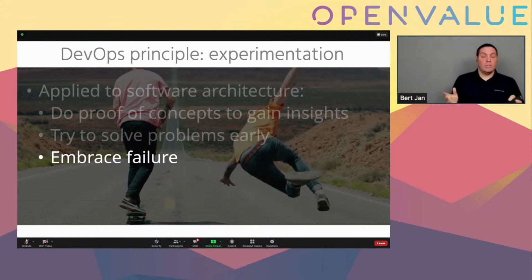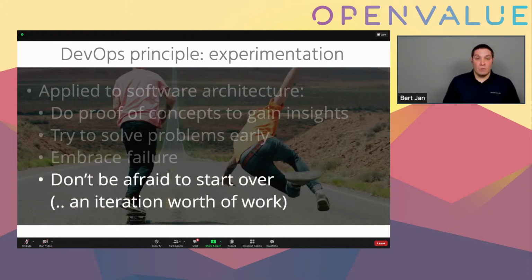You're throwing away 2 weeks worth of work. Well, that's a shame. But if you wouldn't experiment there and you would have built on this for 6 months, you would be throwing away 6 months of work. So it's okay if something turns out not to work, as long as you find out reasonably quickly. So don't be afraid to start over. Not the entire project, but an iteration worth of work, about a sprint.